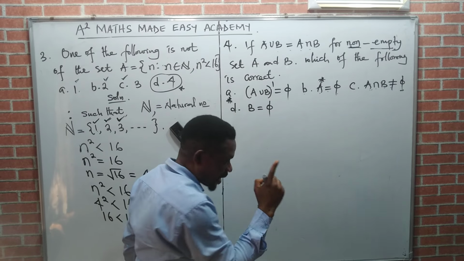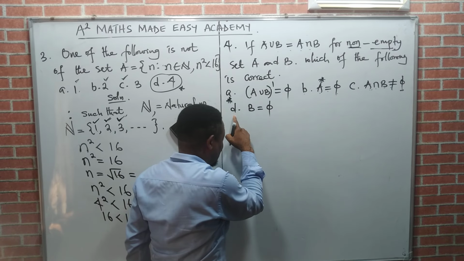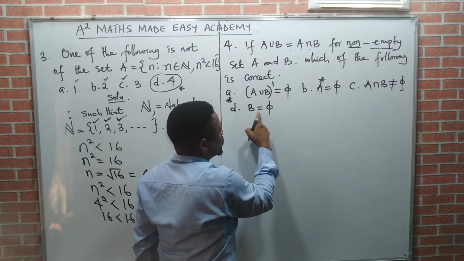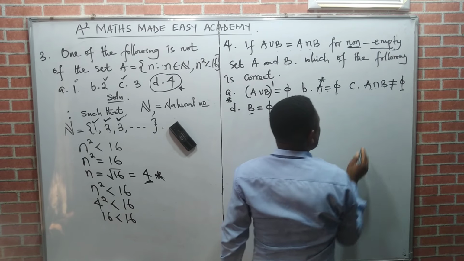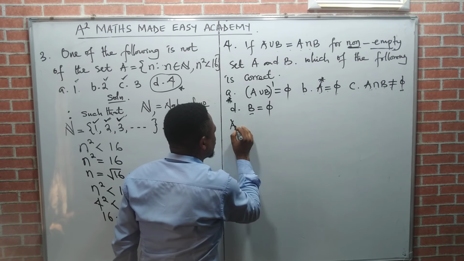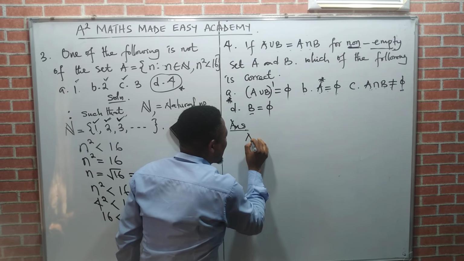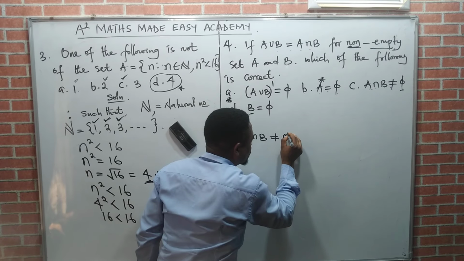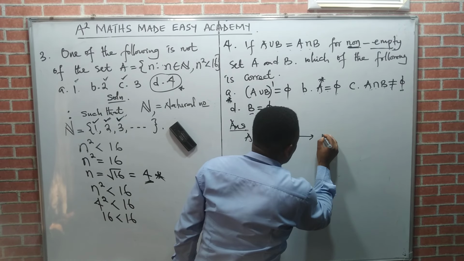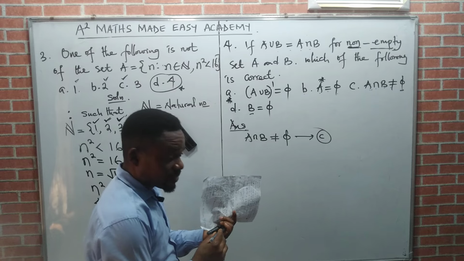But let's digest the last option, which is option what? D. They say B is equal to an empty set. No, because of the non-empty set. So which means the correct answer in the options, I hope you are following, is that A intersection B is not equal to empty set. So which means it is option what? C. Have I made myself clear?